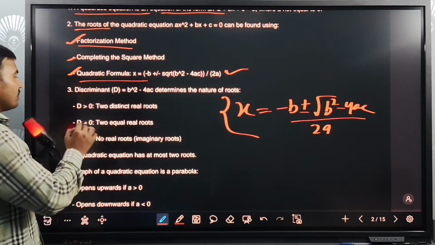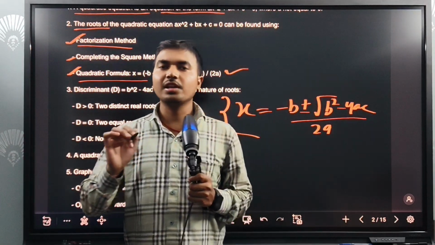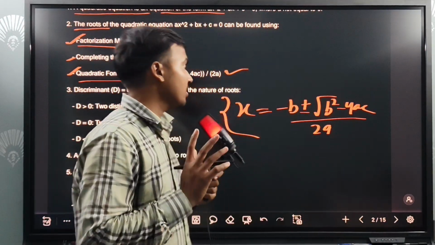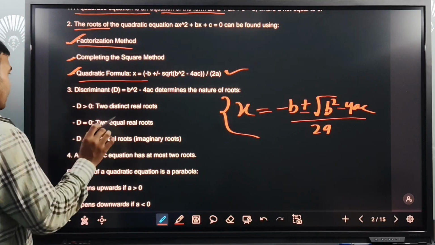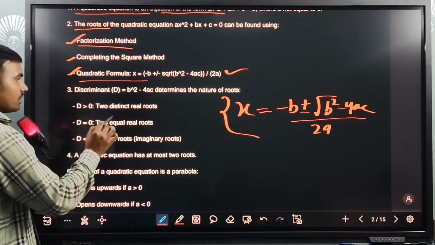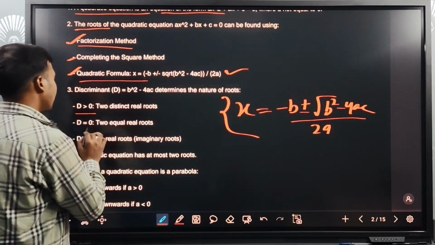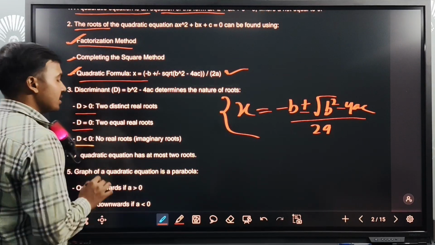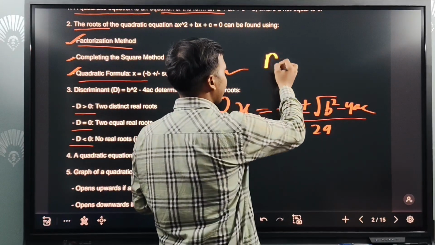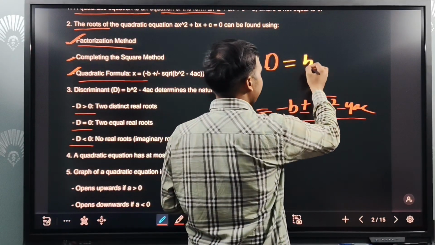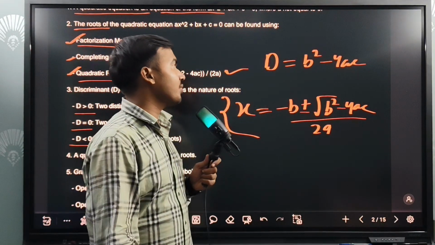In the case of a quadratic equation, only two roots are possible. You have to remember that only two roots are possible in the case of a quadratic equation. In this case there are three possibilities: the discriminant will be either greater than 0, equal to 0, or less than 0. The value of b square minus 4ac is said to be the discriminant of the quadratic equation.